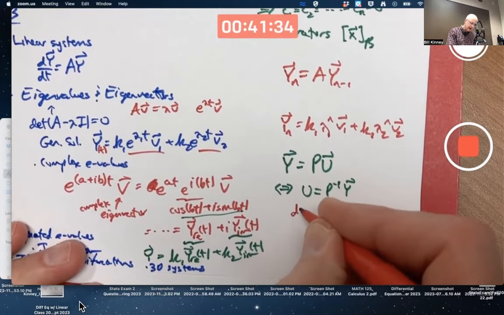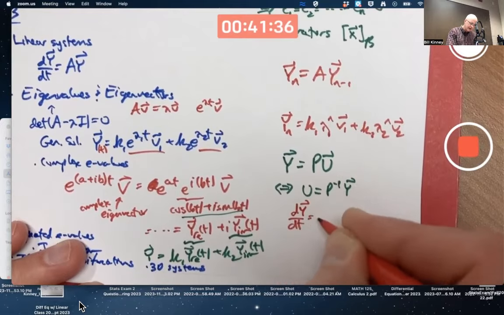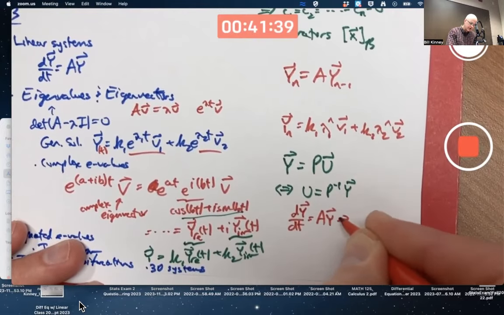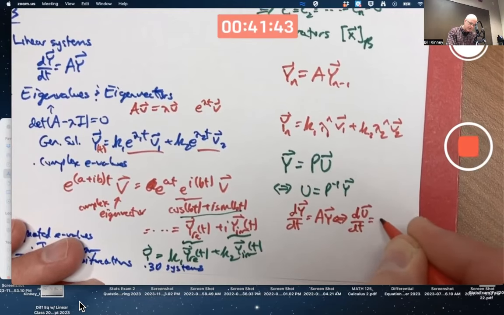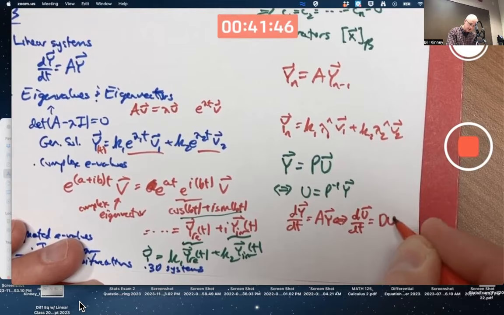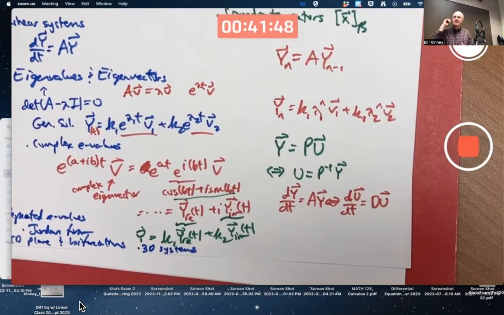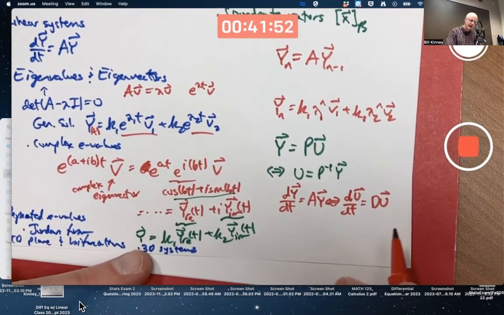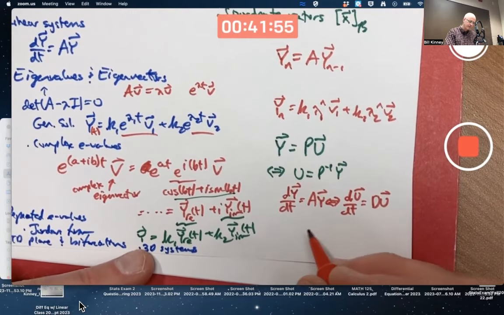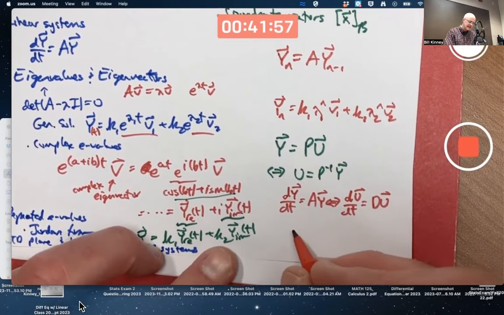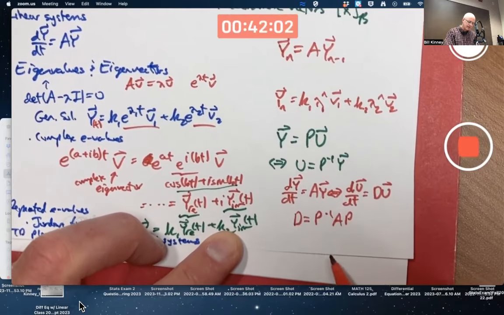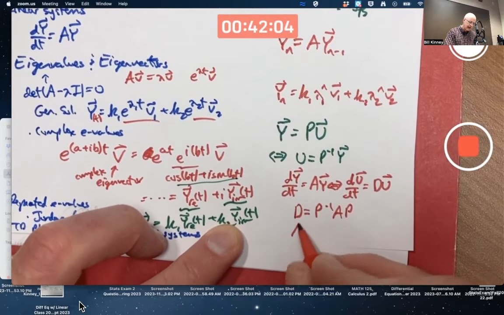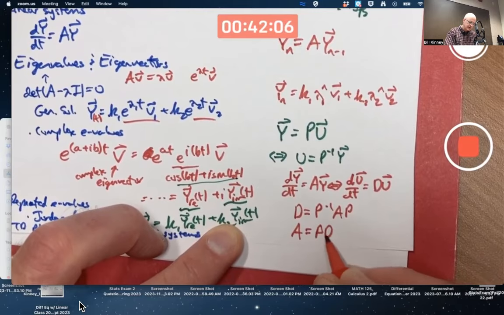dY/dt equals AY, for example, is equivalent by the coordinate change to dU/dt equals DU, where you hope D is a diagonal matrix. It's not always a diagonal matrix. It depends on the situation. If you've got distinct real eigenvalues, it will be. What is D? D is P inverse A P. That's diagonalization, which is equivalent to A equals P D P inverse.